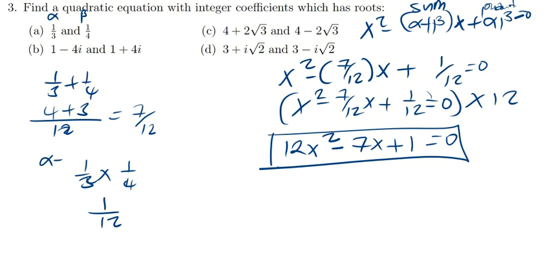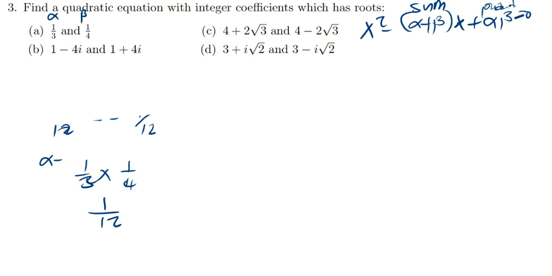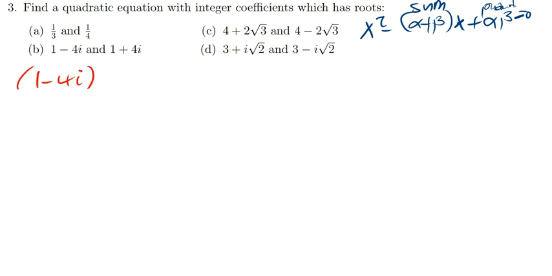Okay. Do the same for the rest of the questions. Let's go to part B. First thing, add 1 minus 4i plus 1 plus 4i. We're just adding. So this and that will cancel out. You have 2, 1 plus 1 is 2. So x squared minus the sum, which is 2.